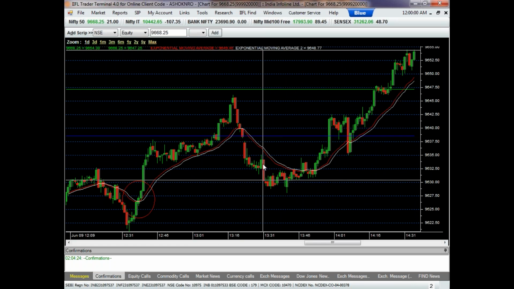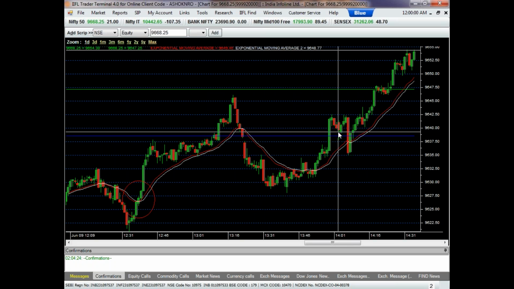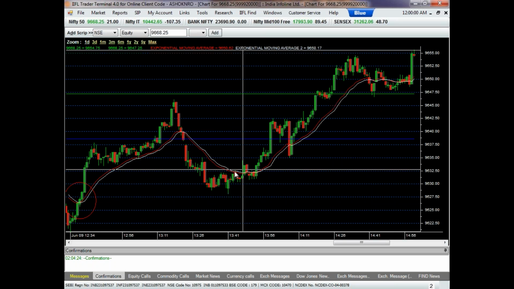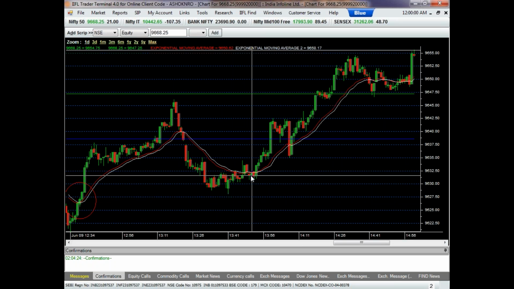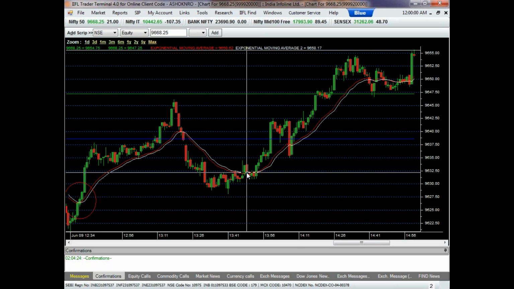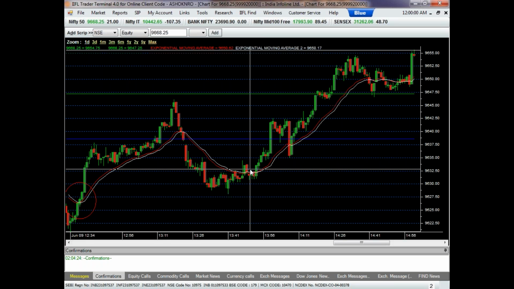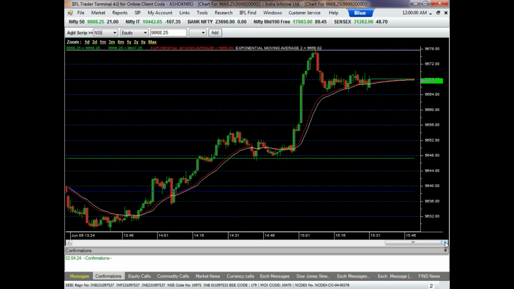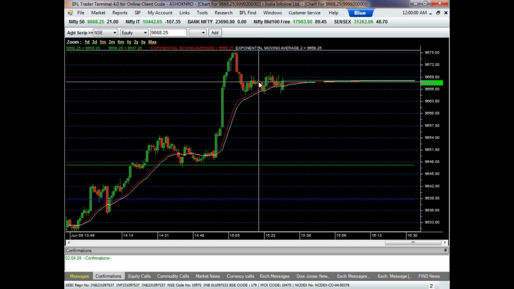So there is a continuation pattern as such, and afterwards it is continuing higher. Though it crossed over here, probably you booked it over here, and afterwards it crossed again over here. After a secular bull run, it is going higher, from 9,632 to 9,668. So it went really high.